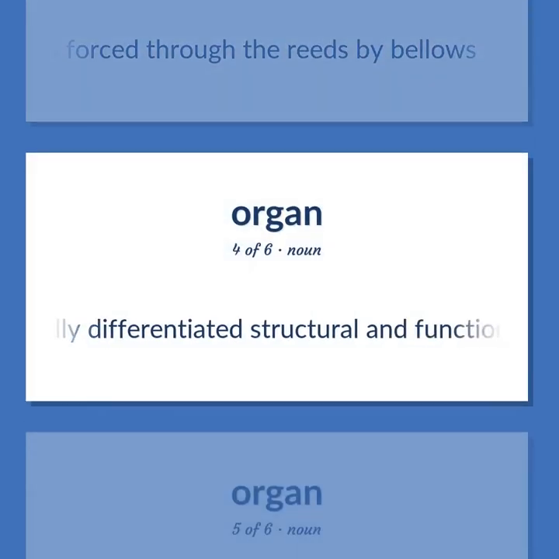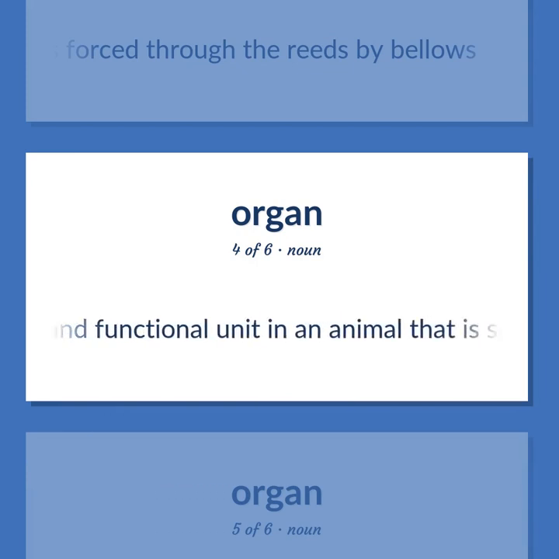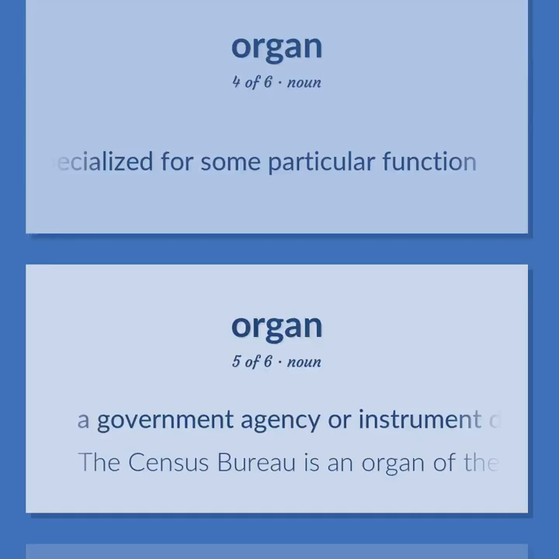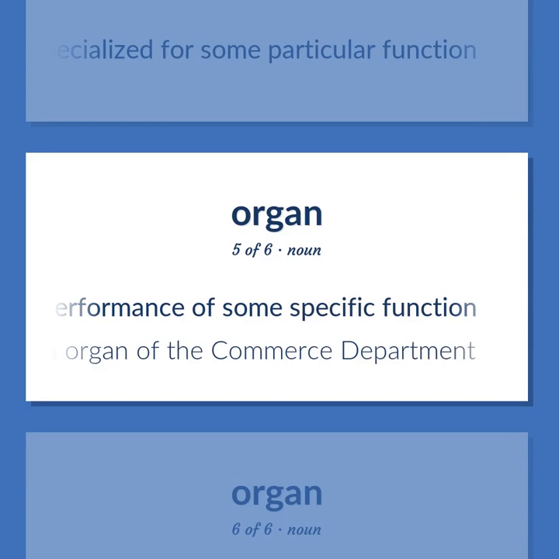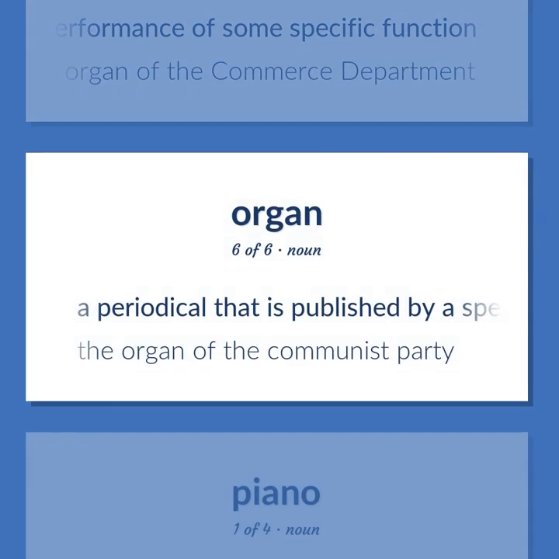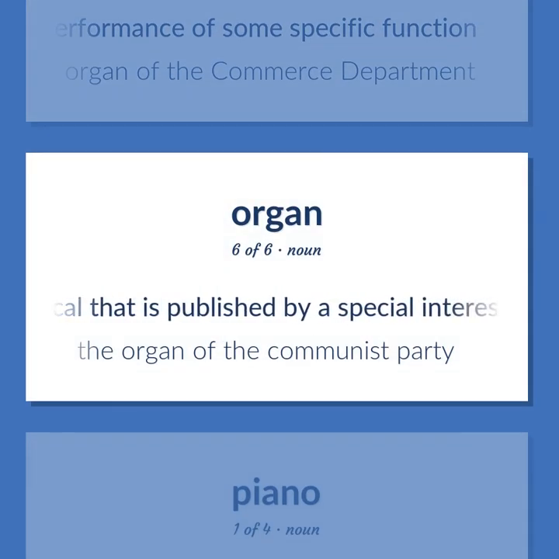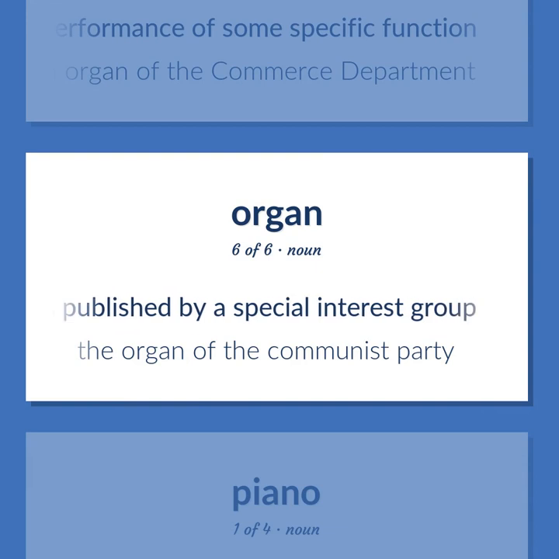A fully differentiated structural and functional unit in an animal that is specialized for some particular function. A government agency or instrument devoted to the performance of some specific function. The Census Bureau is an organ of the Commerce Department. A periodical that is published by a special interest group. The organ of the Communist Party.